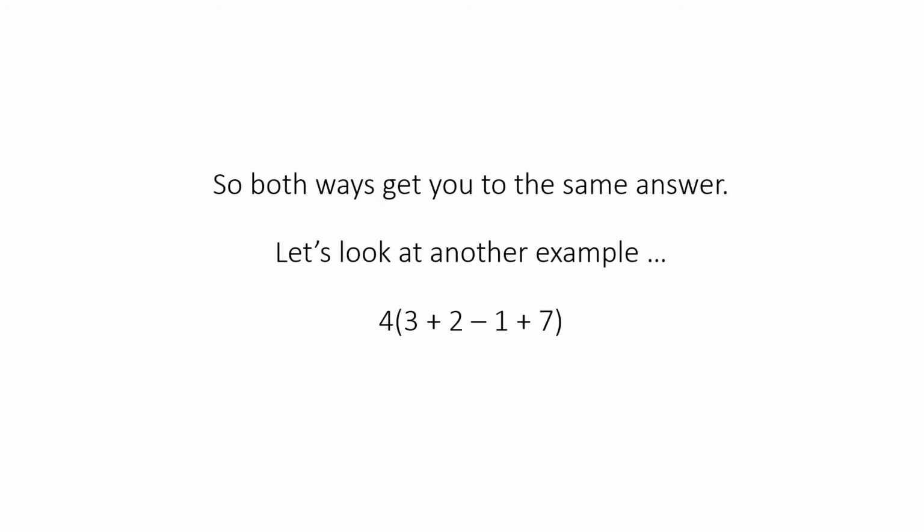So both ways get you to the same answer. So it's 30 no matter which way you do it, which sounds right, because if they got you to different answers, then you couldn't use both methods. So let's look at another example, one that's a bit trickier. So 4 bracket 3 plus 2 minus 1 plus 7 bracket.